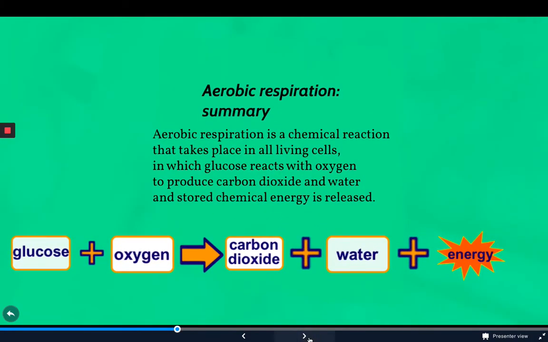Aerobic respiration is a chemical reaction that takes place in living cells, in which glucose reacts with oxygen to produce carbon dioxide and water, and stored chemical energy is released. As you see here, glucose and oxygen are getting into the chemical reaction, and the waste materials are carbon dioxide and water, but the energy we use in our body.